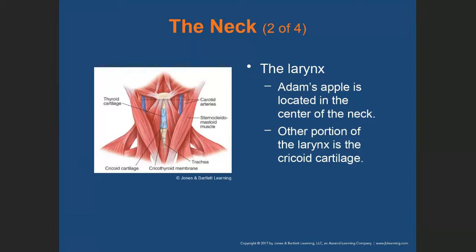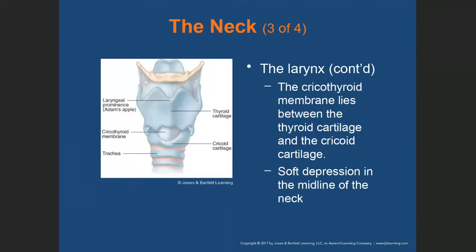The larynx, the Adam's apple, is located in the center of the neck. Another portion of the larynx is the cricoid cartilage, which is the first cartilage in the trachea to form a complete ring. The laryngeal prominence is the Adam's apple. Then you have the thyroid cartilage, and then the membrane below that, the cricothyroid membrane, and then the cricoid cartilage is below the cricothyroid membrane.